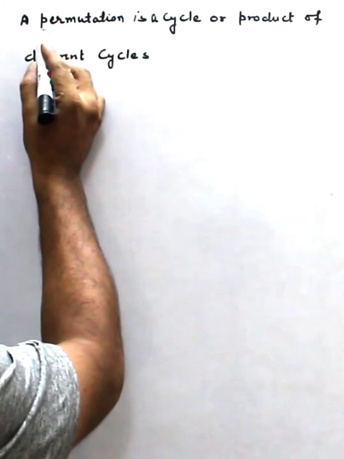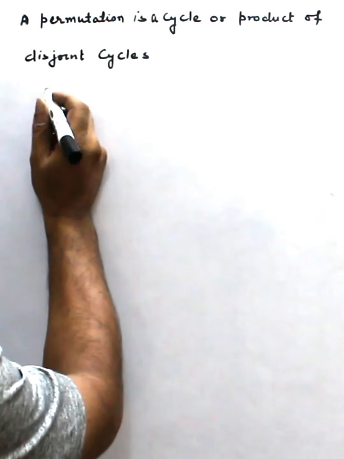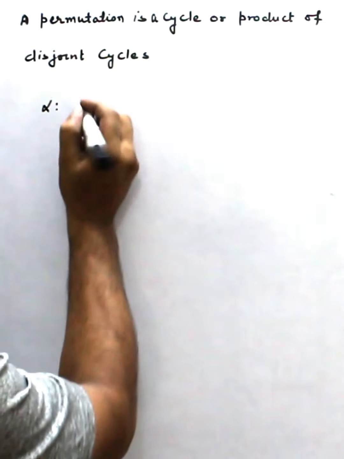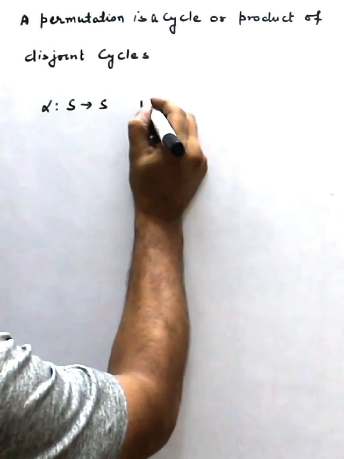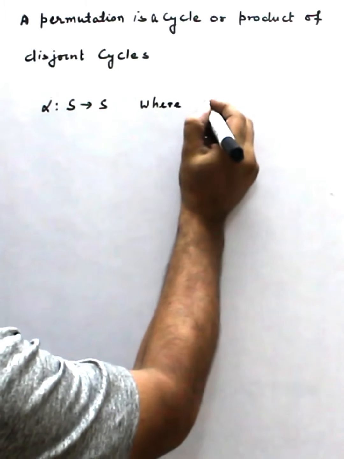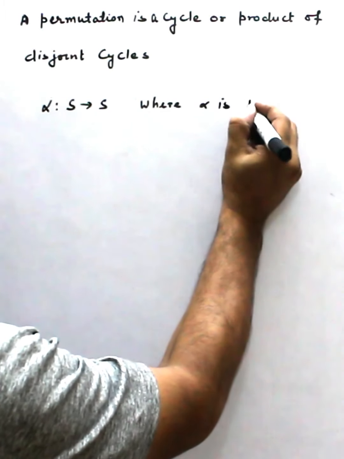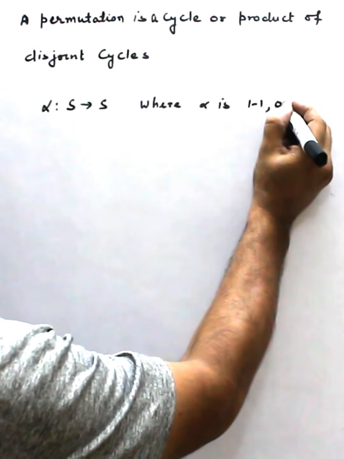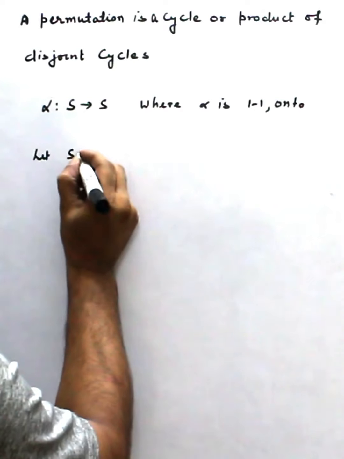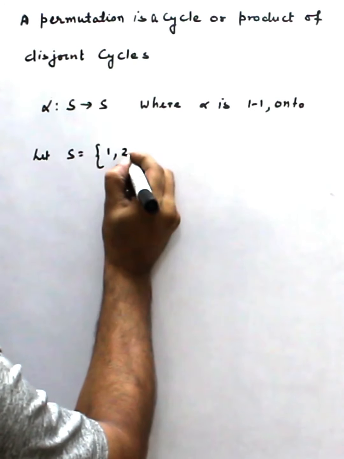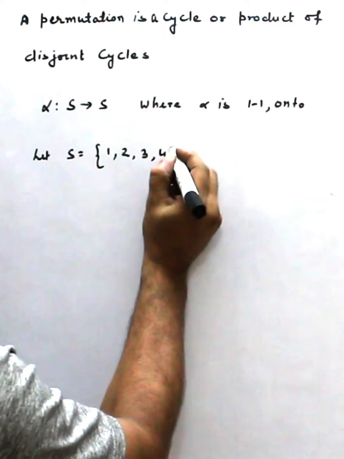A permutation is a cycle or product of disjoint cycles. So we do this by example. First we know the definition of permutation. A permutation is a 1-1 onto mapping from a set S to S, where you can say alpha is 1-1 onto. Now let S be equal to {1, 2, 3, 4}.